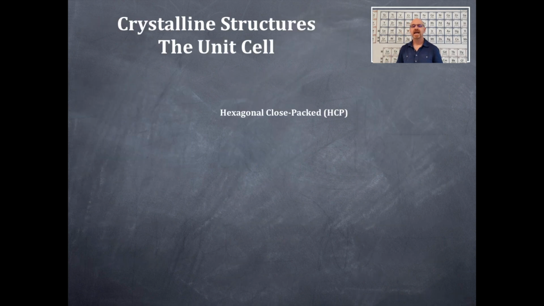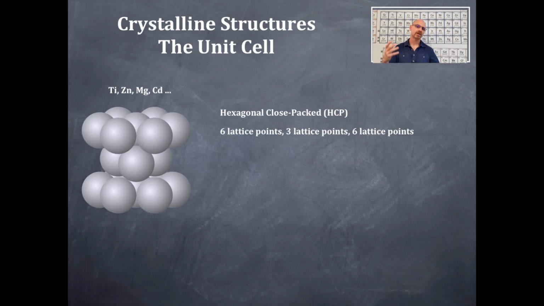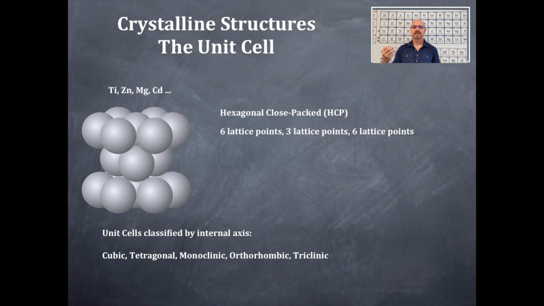Okay, here's a hexagonal close-packed structure. This has 6 lattice points, 3 lattice points, and 6 lattice points total. Titanium, zinc, magnesium, and cadmium do this, and that is this type of structure. I don't have a physical model of that, so hopefully you can see that on the screen. These unit cells are either cubic, tetragonal, monoclinic, orthorhombic, triclinic. It depends on how many layers and how many faces there are.